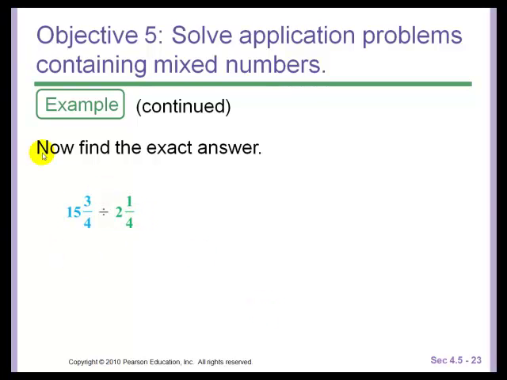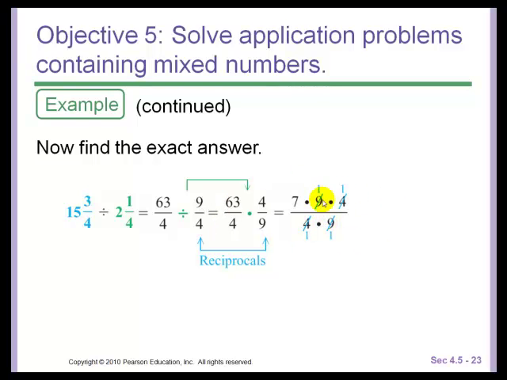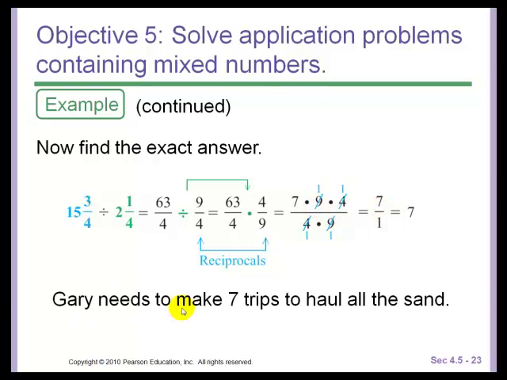You must convert these into improper fractions. We get 63 over 4 divided by 9 over 4. Then we multiply by the reciprocal. So we have 63 over 4 times 4 over 9. And then we could multiply across, but I know I'm going to have to simplify my answer, so it's easier just to break it apart now. 63 is 7 times 9. I leave the 4 alone because it's the exact same thing. 9's cancel. And our exact answer is 7 over 1, or 7. So he will need to make 7 trips to haul all of the sand.